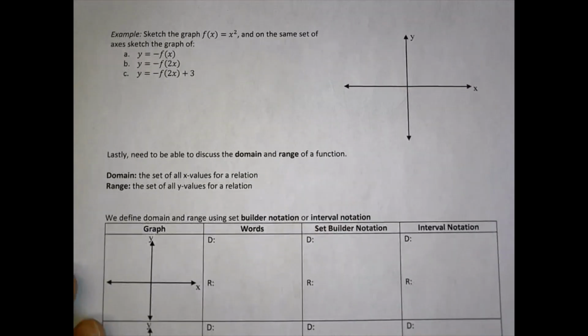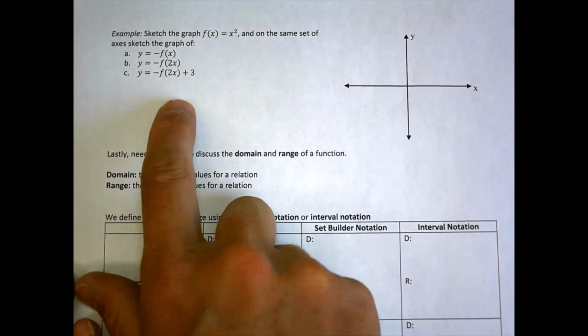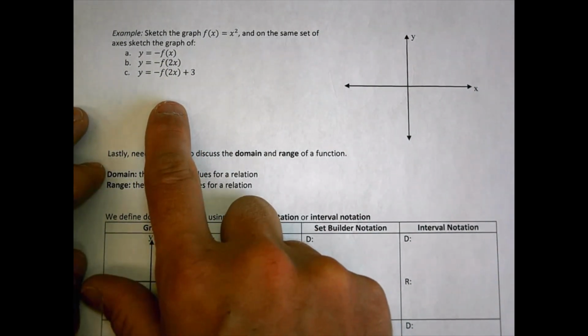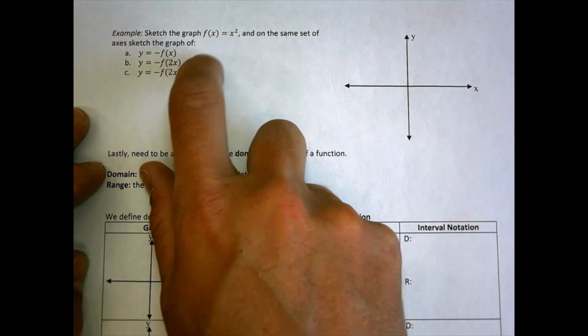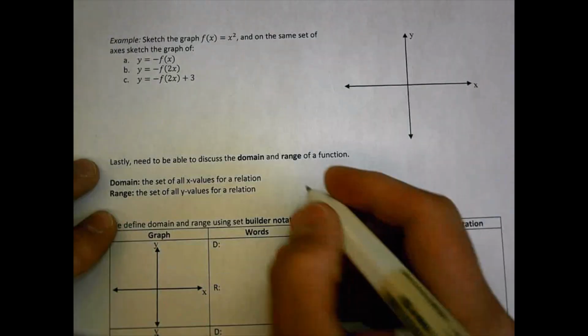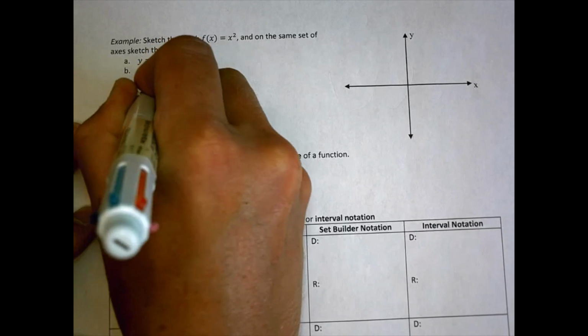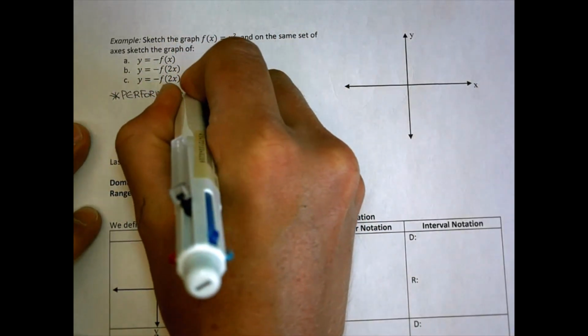So turn the page. For example, sketch the graph of x squared, and on the same set of axes, sketch the following graphs. Now this is a real IB question, and you'll notice there's no craziness here. They often like to see you build the function one step at a time. So let's put that as a note. This is a big IB hint. This is a big IB requirement. Perform multiple transformations.